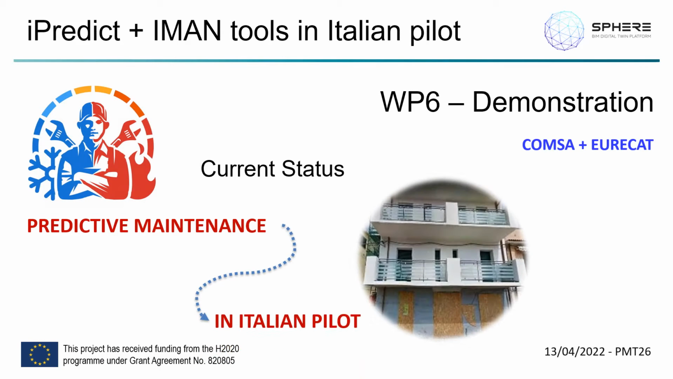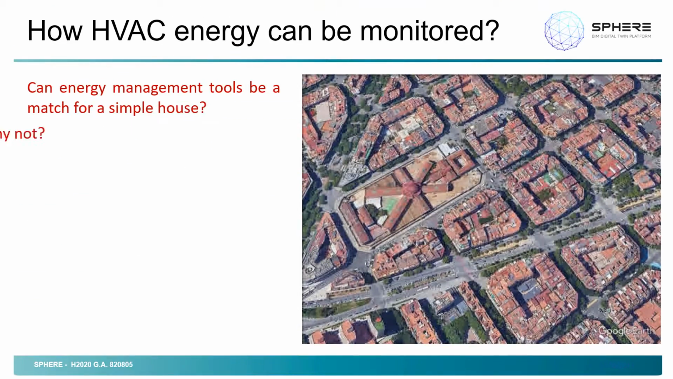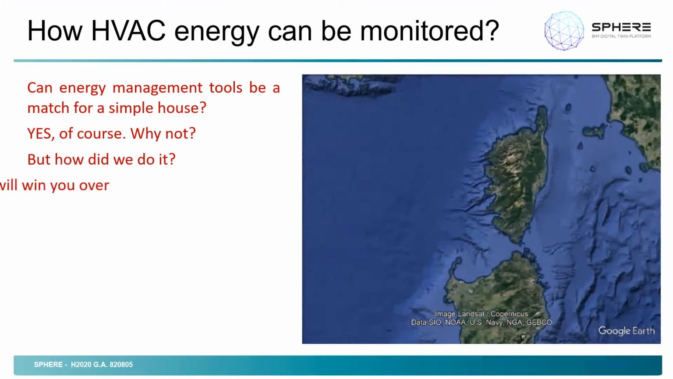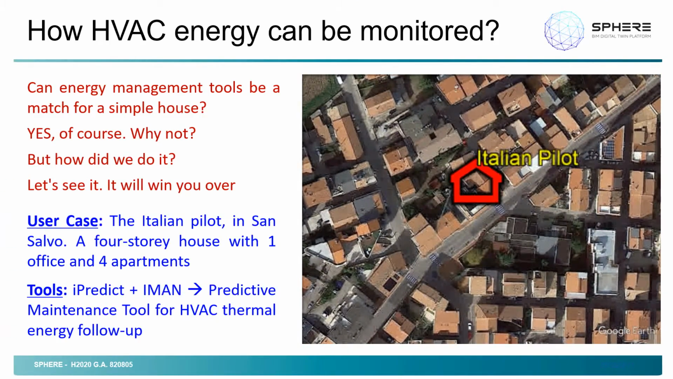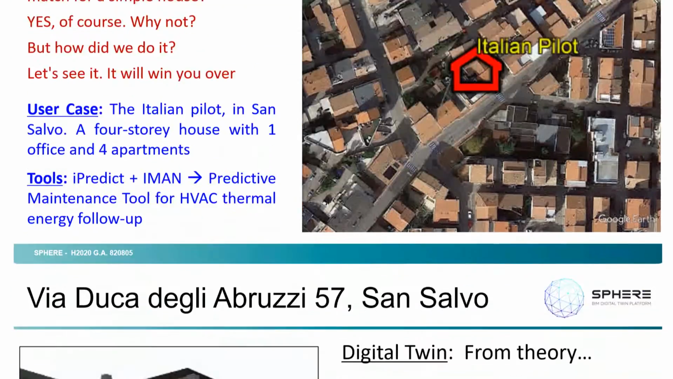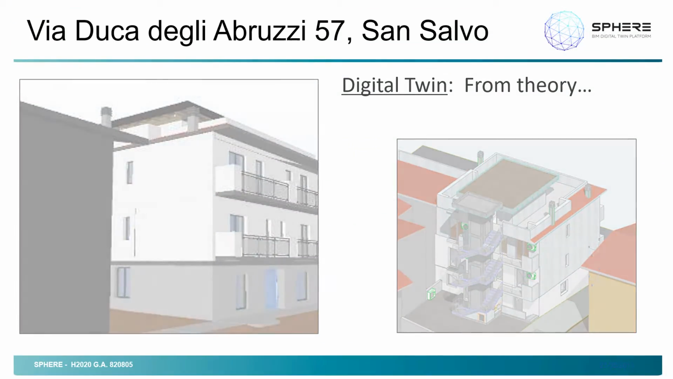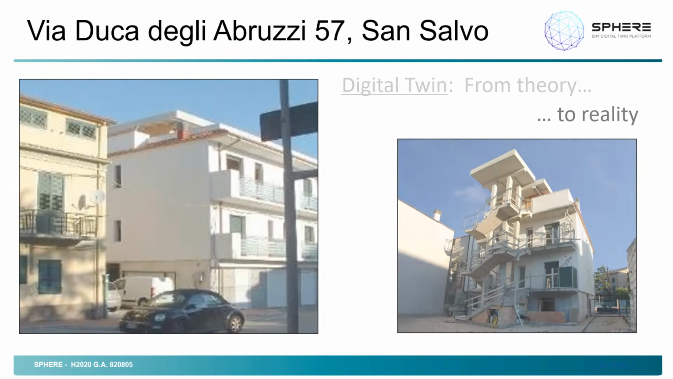The Italian pilot includes 1 office and 4 apartments. No BMS. We have solved this problem by installing a set of sensors and meters in the heating and cooling systems. Digital twin concept. From theory to reality.